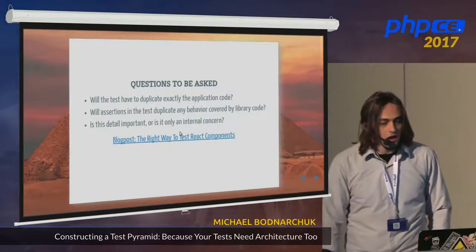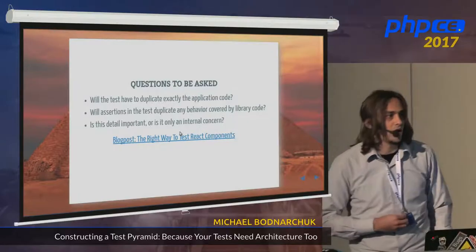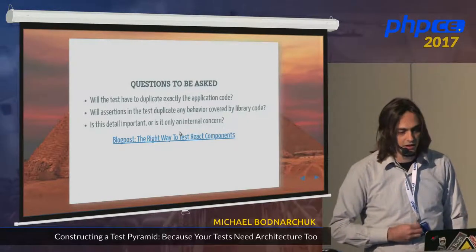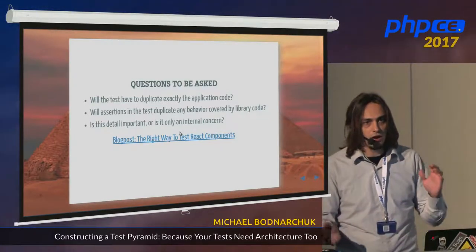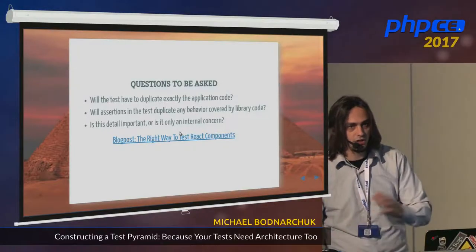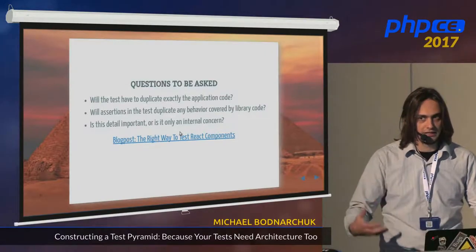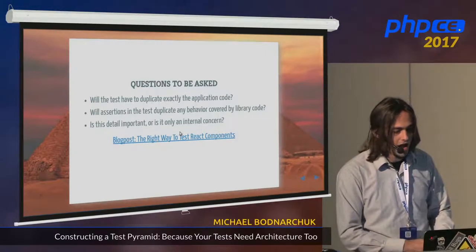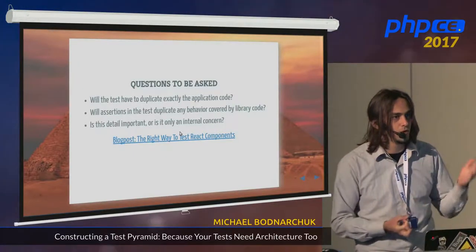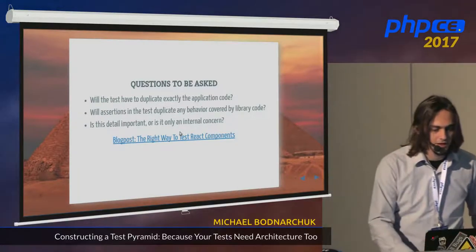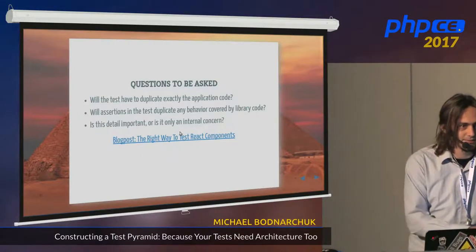So these are points taken from another blog post I found on the internet, which asks similar questions. Are we bound to the implementation? Maybe our test is just copy paste from our code, and yeah, copy paste is not good, never. And are we duplicating the specification? Or what do we actually check in this code? And yeah, this blog post is about testing React components. So these problems are everywhere.